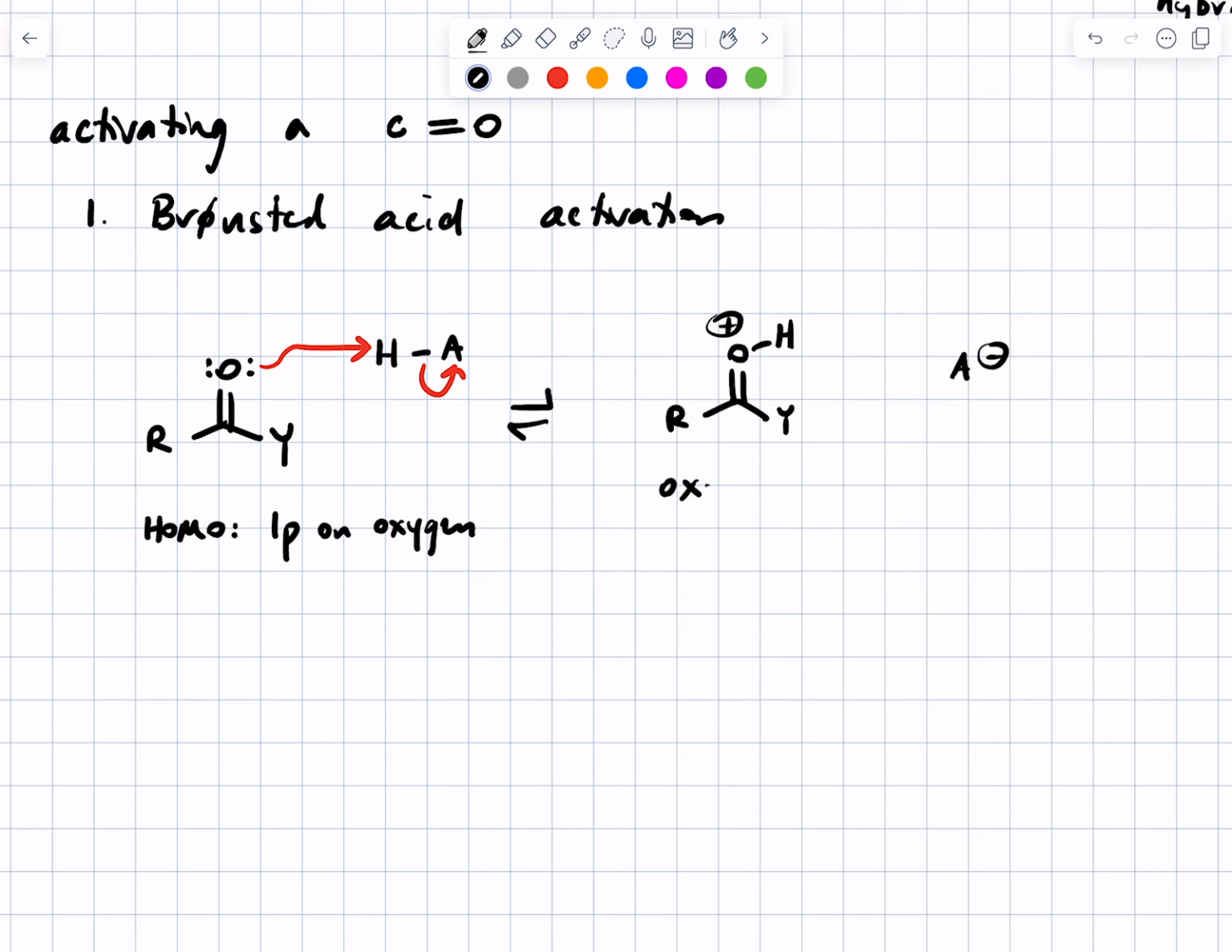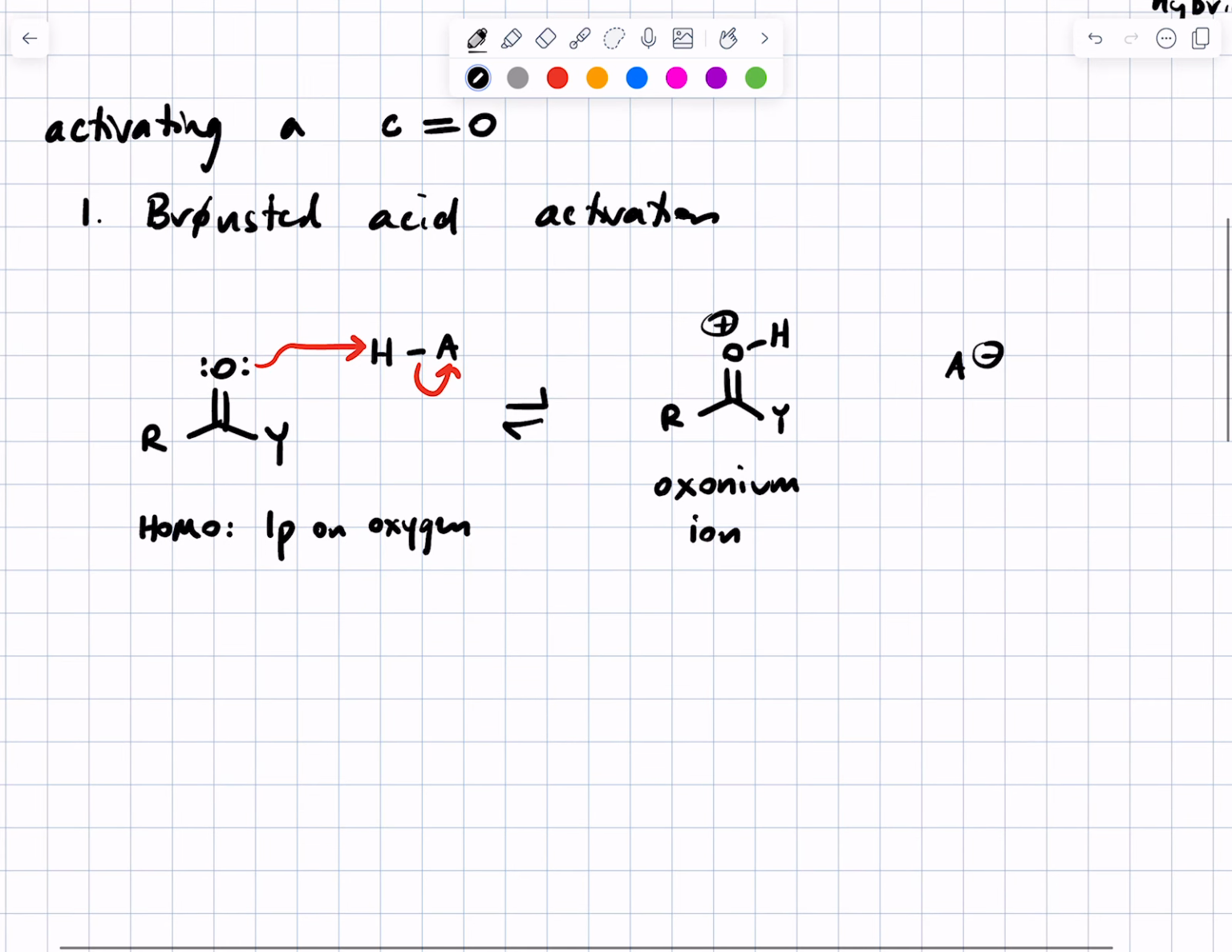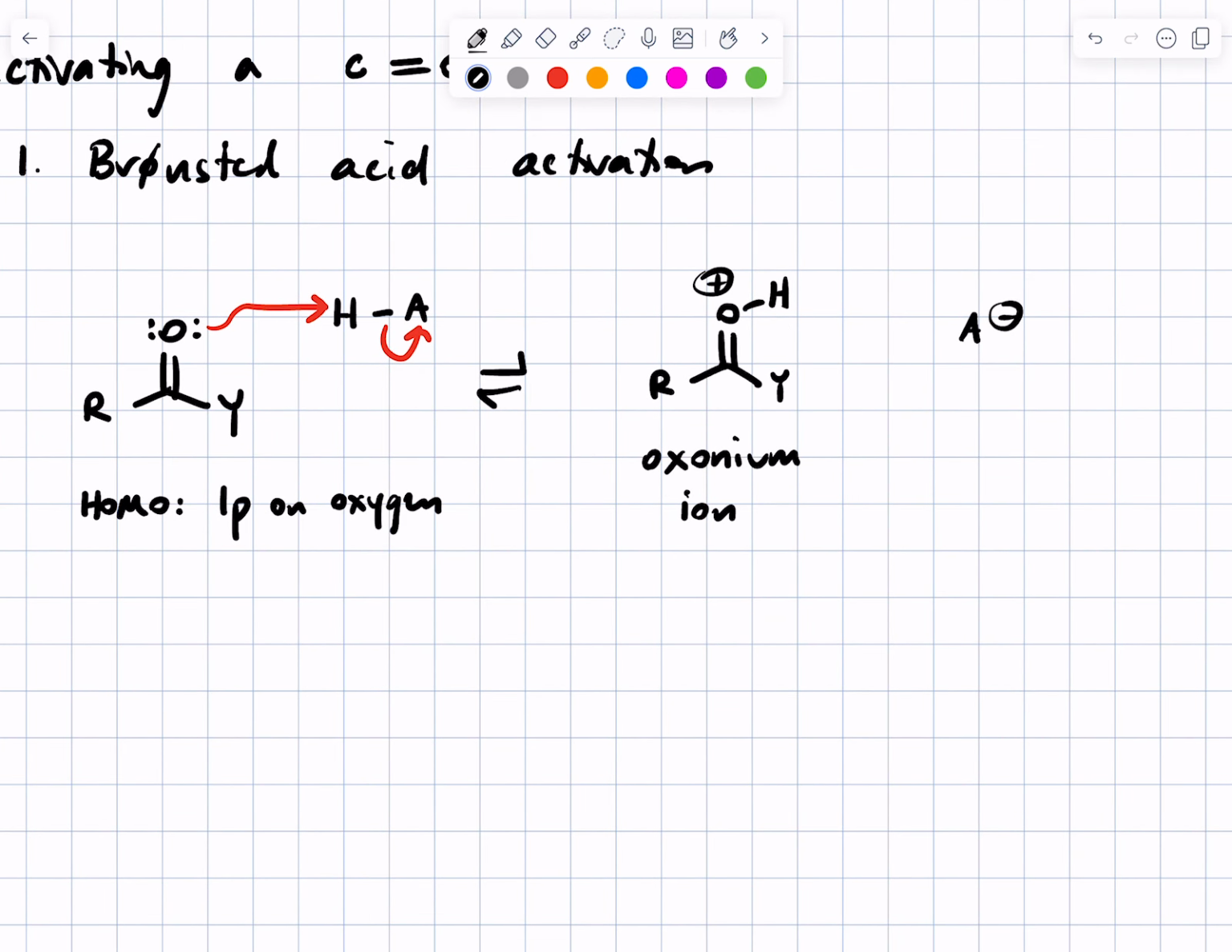This protonated carbonyl compound is called an oxonium ion, and I will refer to it as such, so just make sure you recognize that term. A little bit about the oxonium ion. Its pKa is around -2, maybe a little bit lower. So it's about as acidic as hydronium.